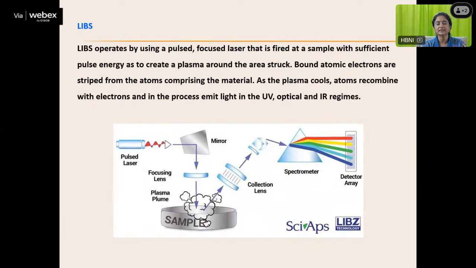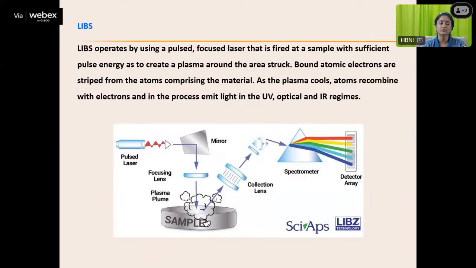Now LIBS, laser induced breakdown spectroscopy, operates by using a pulsed focused laser. The focused laser is fired at a sample with sufficient pulse energy so as to create a plasma around the area struck.